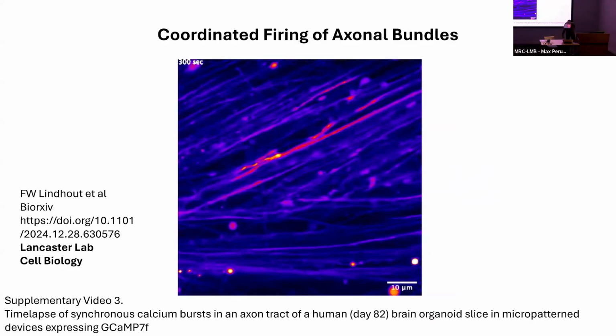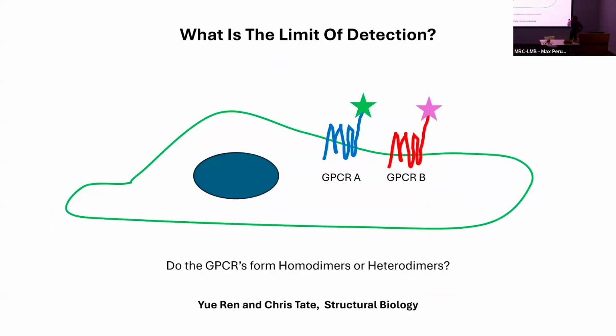The next question is, what is the limit of fluorescence microscopy? What is the limit of detection? So this is a question that Yui Ren and Chris Tate were answering. Do these GPCRs form homodimers, heterodimers? Do they bind? Do they know what's going on with these things? That's the question. And they need to see that in live cells because they want to see what is actually happening in this sample.